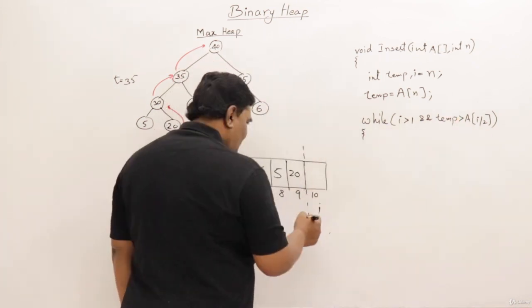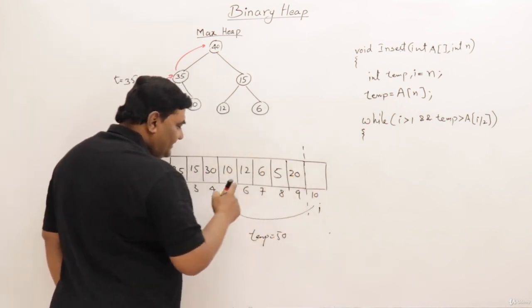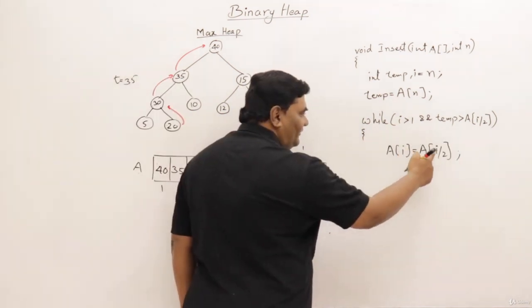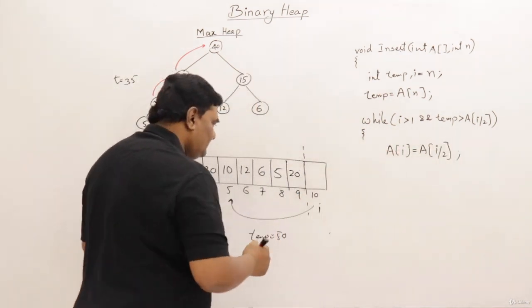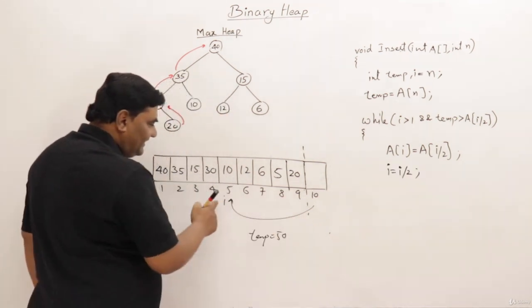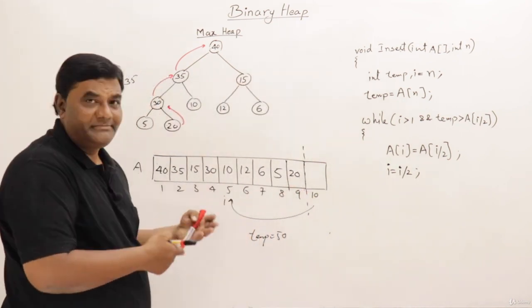If so, if its parent value is smaller, then we copy that element here. So from A of i by 2, we will copy it in A of i. Copy the element from A of i by 2 to i. Then bring i to this place. So i assign i by 2, will bring it here. That same procedure is repeated.